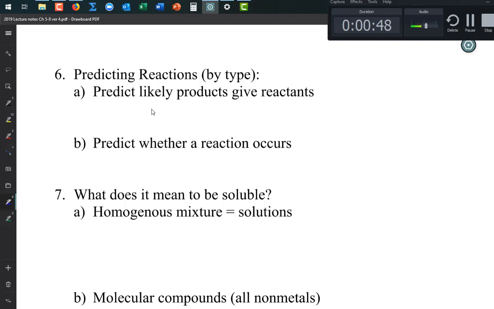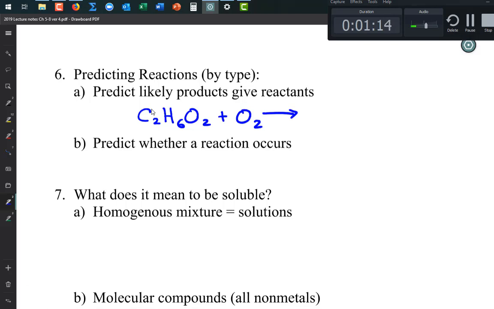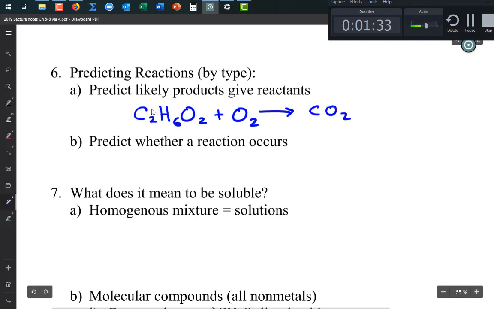And what we'll be doing is, given a set of reactants, you're supposed to tell me what you think the products are. And there are certain ways that we do this. One of them I've already told you. So for example, I'm going to say I have C2H6O2. And we're going to add oxygen to it. And then you have to predict whether or not a reaction occurs. All right. And this particular kind of reaction is a combustion reaction. So you're going to have to know, like, there's different kinds of reactions. We talked about combustion reactions the other day. It turns out the products of a combustion reaction for hydrocarbons and things with carbon, hydrogen, and oxygen are CO2 and water. That's for what they call the complete combustion.